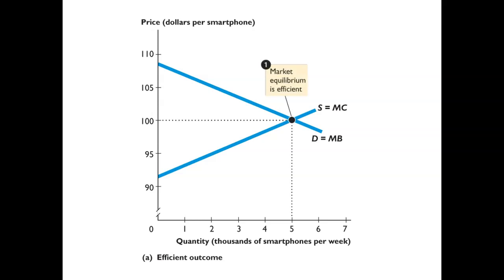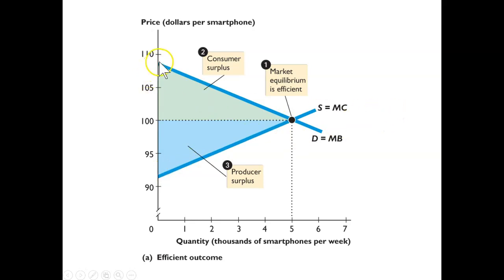Okay, let's think about this in terms of welfare analysis now. Remember, we've got the initial equilibrium point, where the marginal benefits equal the marginal costs at equilibrium. The consumer surplus is the area under the demand curve up to the equilibrium quantity and above the equilibrium price. The producer surplus is the area under the equilibrium price up to the equilibrium quantity and above the supply curve.